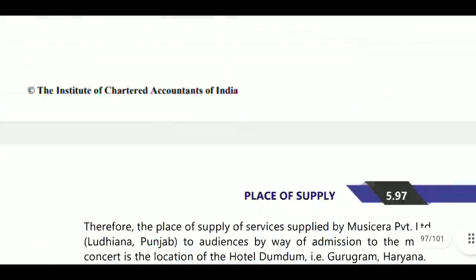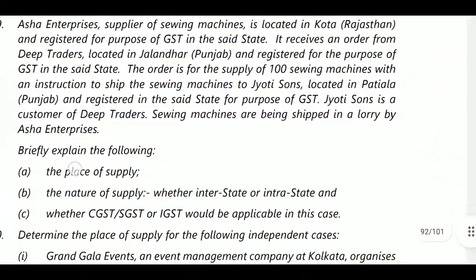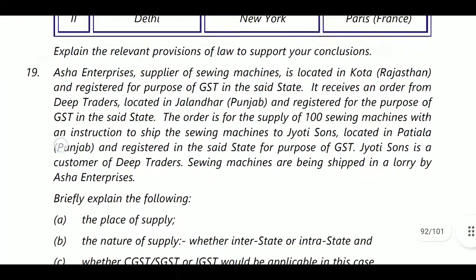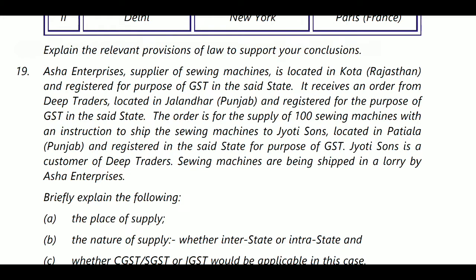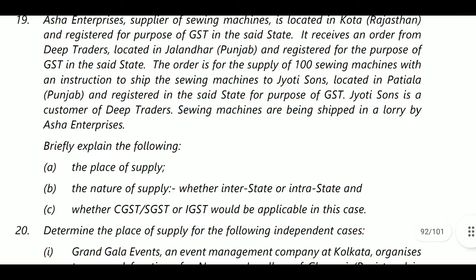Next, question number 19. What is there in the 19th question? Asha Enterprise, a supplier of sieving machines located in Kota, Rajasthan, is registered for the purpose of GST in the said state. It receives an order from Deep Traders located in Jalandhar, Punjab, also registered for GST in the said state. The order is for the supply of 100 sieving machines with the instruction to ship them to Jyoti Sons. It is a bill to ship transaction. The sieving machines are being shipped in a lorry by Asha Enterprise. Briefly explain the place of supply.